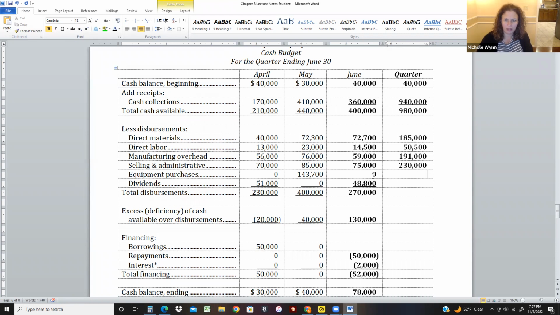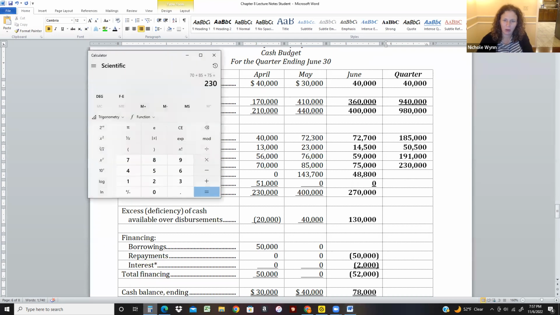Oh, wait, didn't I buy some? Oh, look, I put this on the wrong row. Okay, I was like, wait, didn't I buy some equipment? That should have gone here, and this should have been 0. And you probably did it right because you probably read it right, but it's fine. It still adds up. I'm okay. So 143.7 and 48.8 is 192.5.